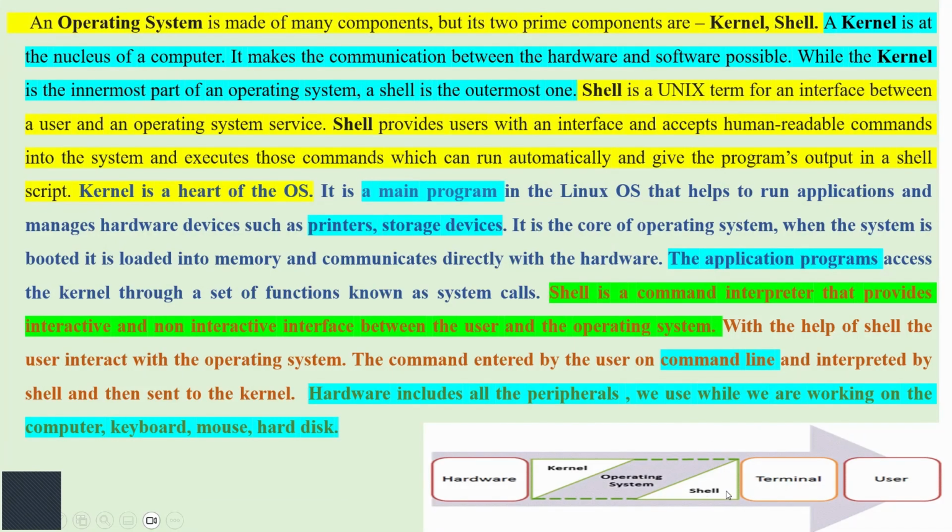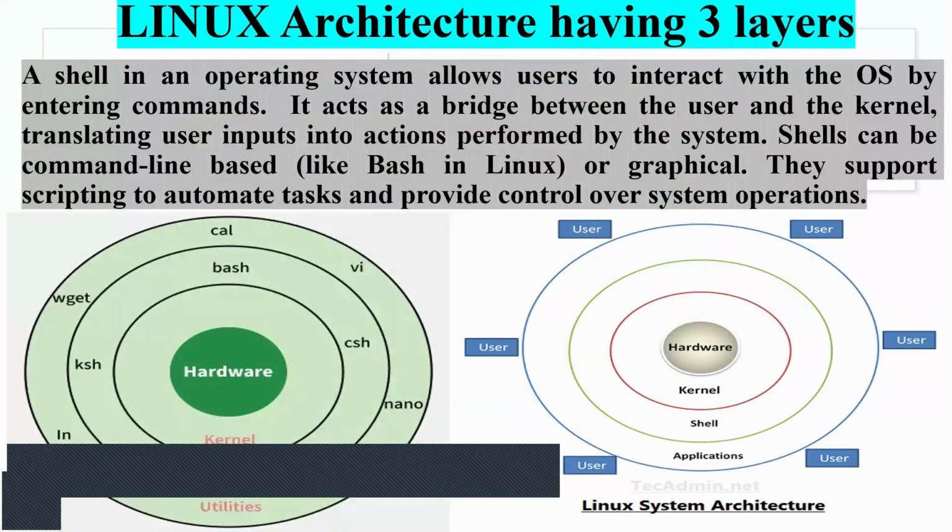Talking further, we have a kernel and we have a shell. A kernel is the nucleus of a computer. It is the nucleus of the structure, and it makes the communication between the hardware and the software part. This is the hardware part and these others are the software parts. While the kernel is the innermost part of the operating system, the shell is the outermost one.